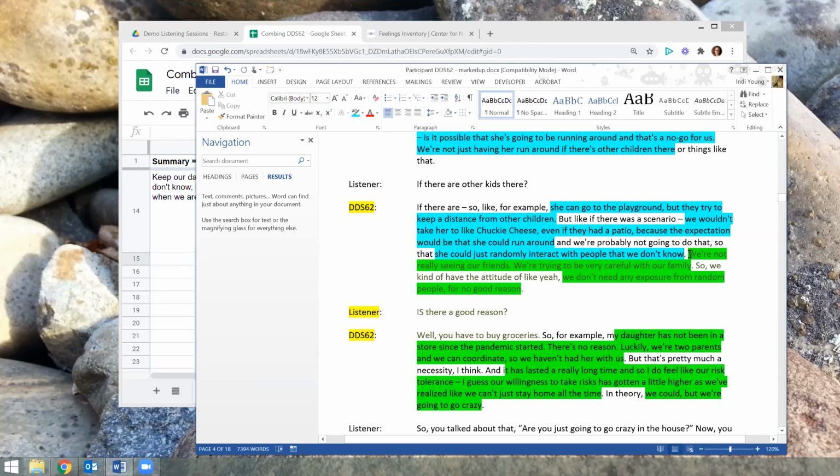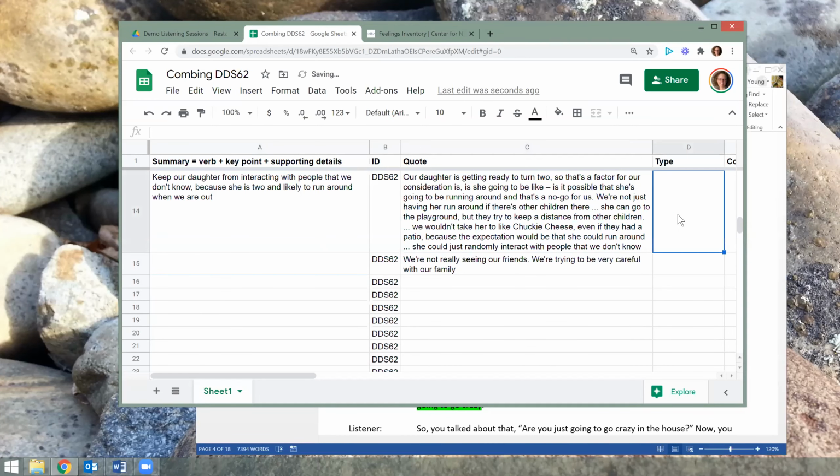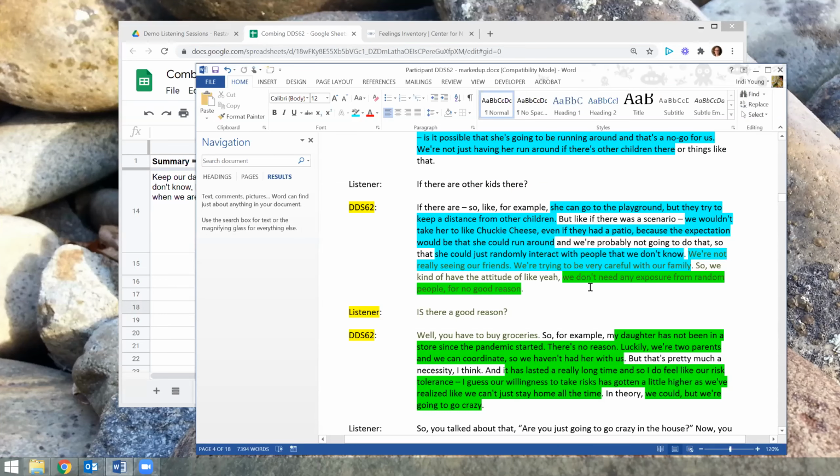Okay, so here we're not really seeing our friends. We're trying to be really careful with our family. Both statements of fact that might be helpful for supporting detail. By the way, I'm going to say it's a guiding principle. Okay. It helps them make decisions in various scenarios. We don't need any exposure from random people for no good reason.